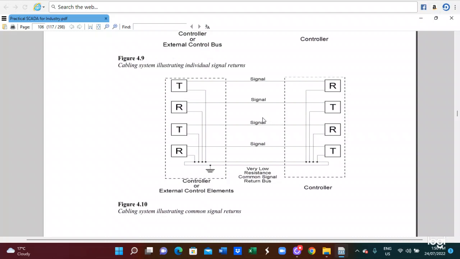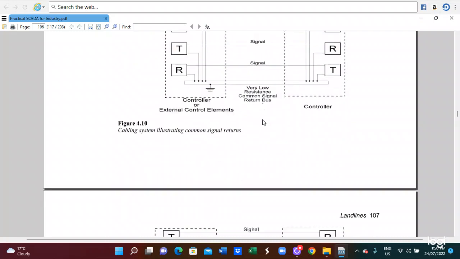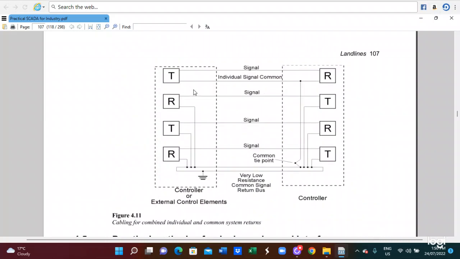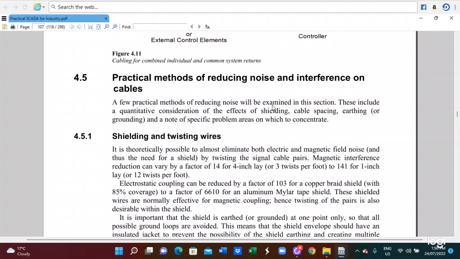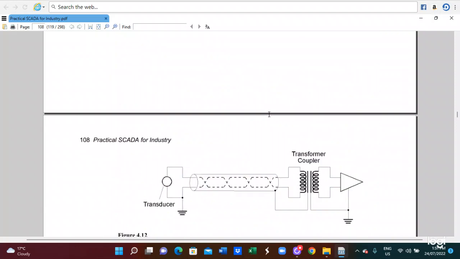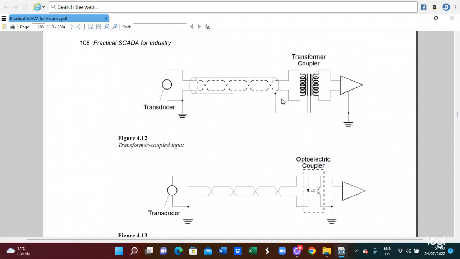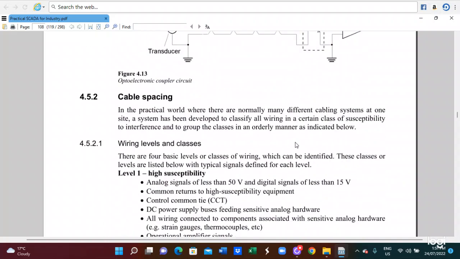Here is the cable system for the signal. There are different control elements and the signal arrangement, and practical methods for reducing the noise. So on page 118, you can see the practical methods for reducing the noise. Here you are using the transformer coupler, auto coupler to reduce the noise.